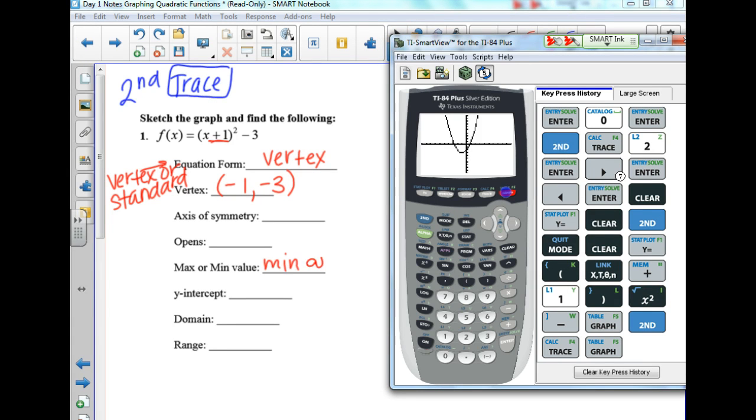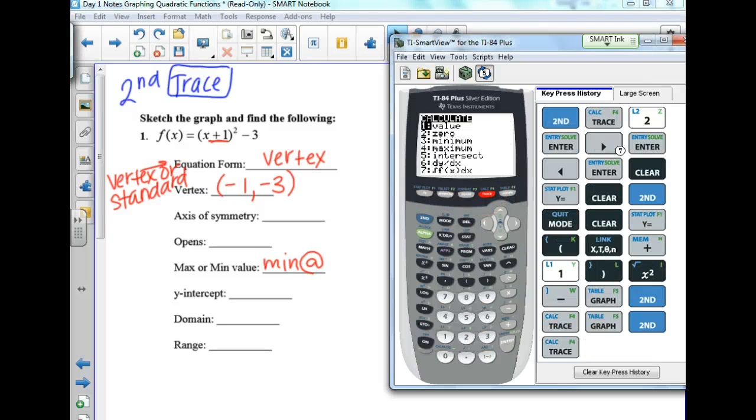I'm going to say minimum at, and we're going to come back to that. So in your calculator, when you want to find the vertex, you have to choose minimum or maximum. So second trace, and we want minimum, so number 3. It's going to ask you 3 questions. First it's going to say left bound. The vertex is that lowest point, so you're going to arrow to the left of it. You want that little blinking cursor to be to the left of that point. When you're to the left of it, you just press enter.